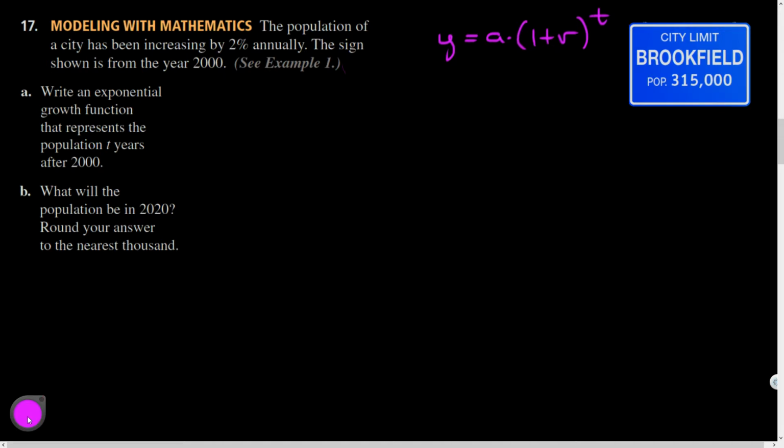So let's see if we can identify some of our values. A here, it says the population of a city has been increasing 2% annually. The sign shown is from the year 2000. So, aha, they gave me a clue, not in the word problem, but in the graphic. Sometimes math books do that. So A is 315,000. That's my starting population in the year 2000. Okay, so that's when we're going to consider that t is equal to 0.